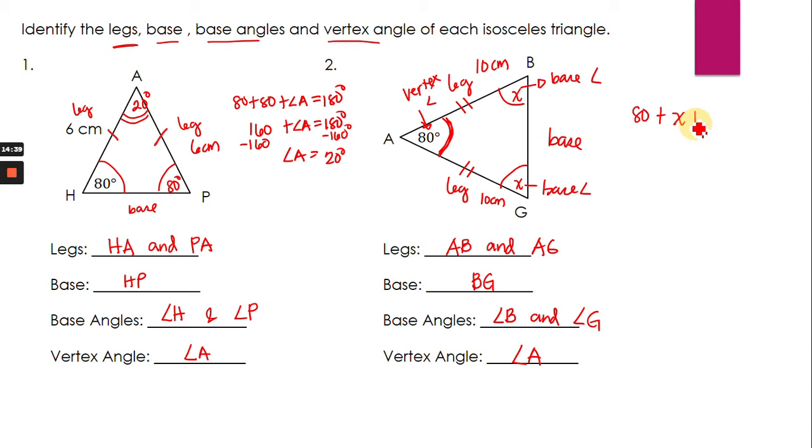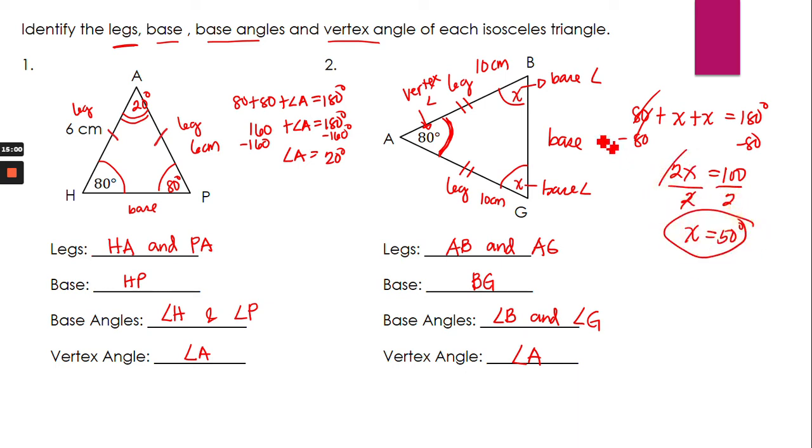So 80 plus x plus x is equal to 180, right? Subtract both sides by 80. So we have x plus x, which is 2x, is equal to 100. Divide both sides by 2. So x is equal to 50. So this will be 50 degrees, and this is also 50 degrees.